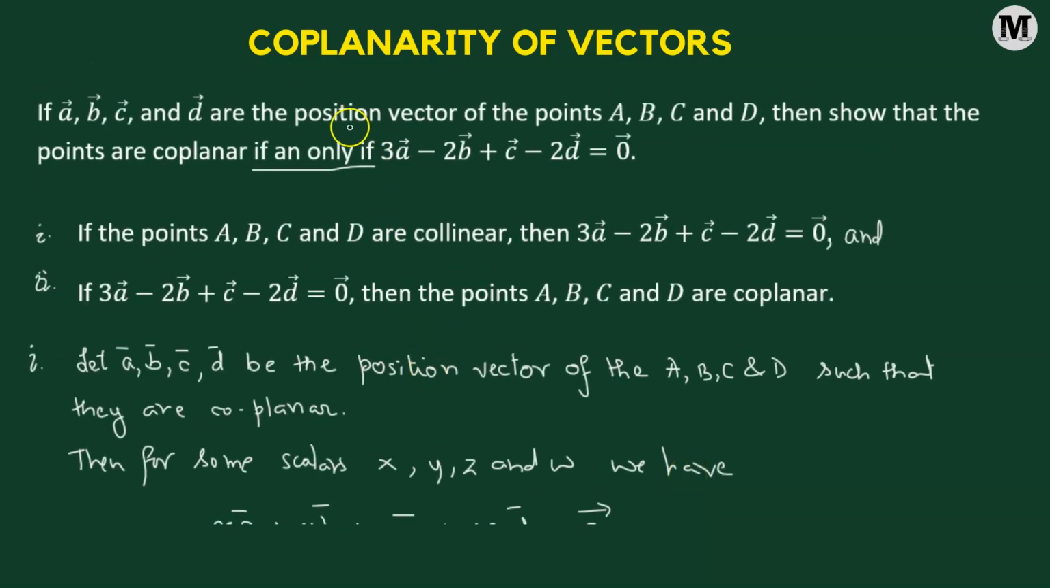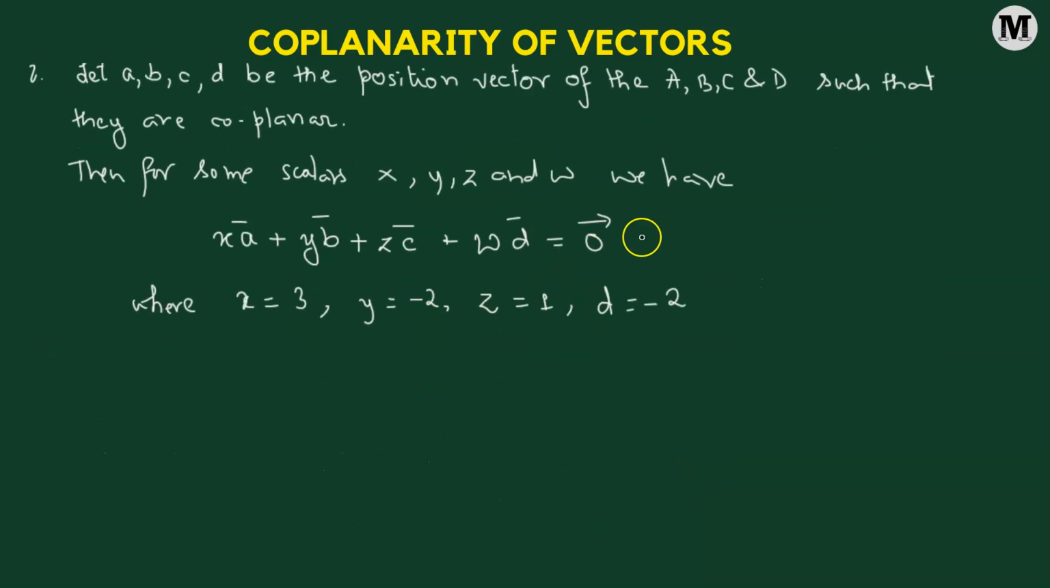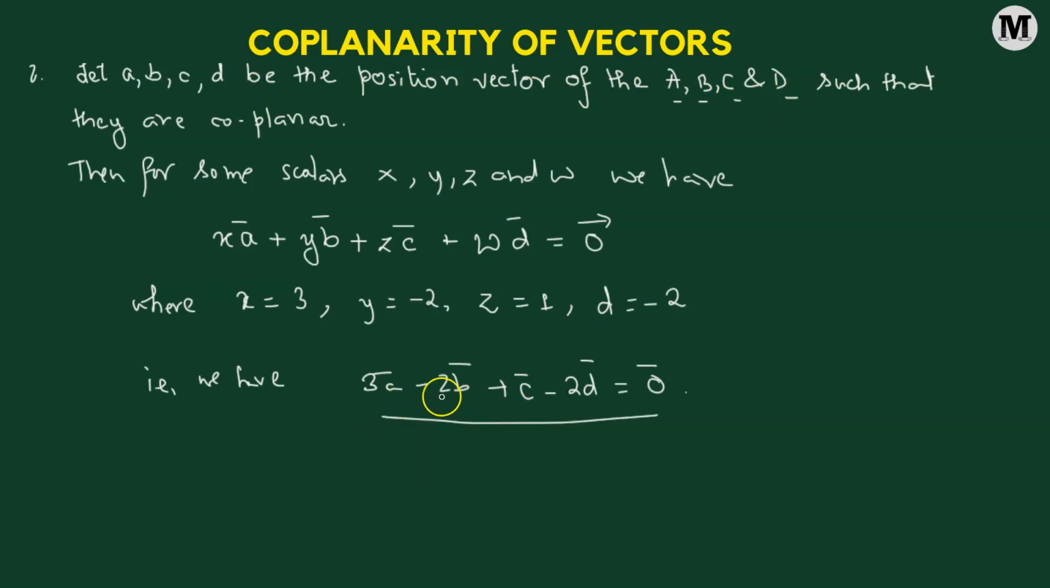Now, this is done so that we have the condition that 3a vector minus 2b vector plus c vector minus 2d vector is going to be equal to the null vector. So I have successfully shown that if a, b, c, and d are the position vectors of these 4 coplanar points, then it must be true that 3a vector minus 2b vector plus c vector minus 2d vector equals the null vector.